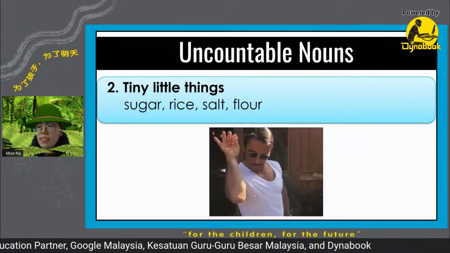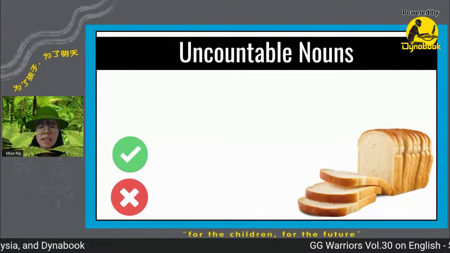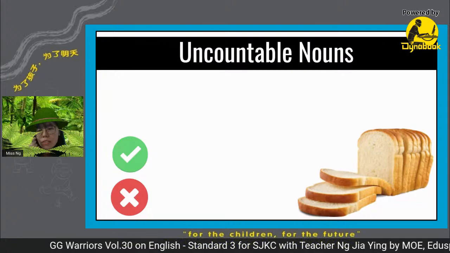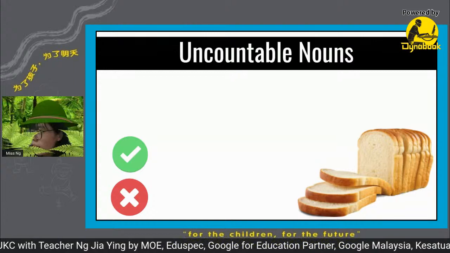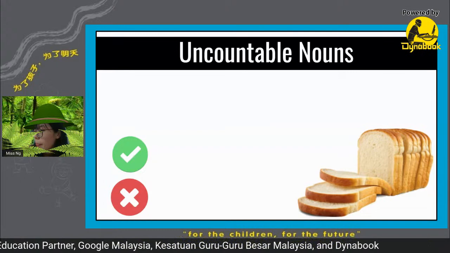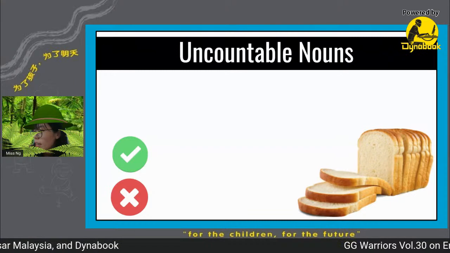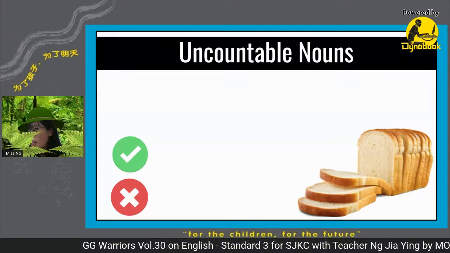So this is the last type of uncountable nouns. Okay, so now what can you see on the slide now, everyone? What can you see on the slides now? Can you please comment in the comment now? Yes. Okay, so everyone, what is on the screen now? Yes, bread. Good. Everyone, 那么面包, so now let's see.